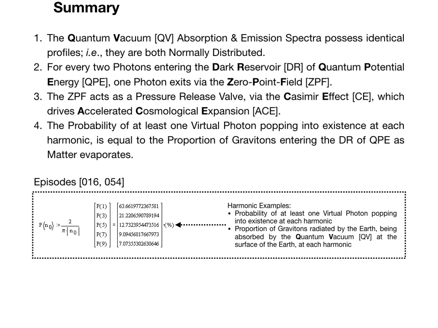4. The probability of at least 1 virtual photon popping into existence at each harmonic is equal to the proportion of gravitons entering the dark reservoir of quantum potential energy as matter evaporates. Please note, in our last statement, we specified the probability of 1 virtual photon popping into existence at each harmonic, rather than a coupled conjugate photon pair.